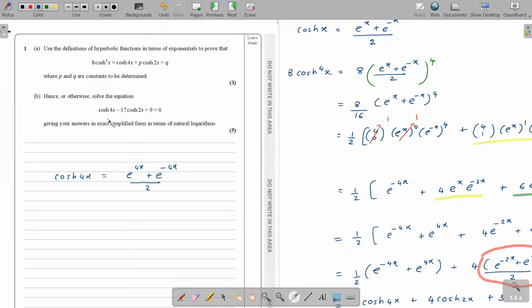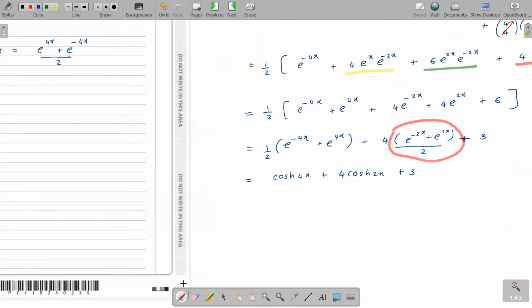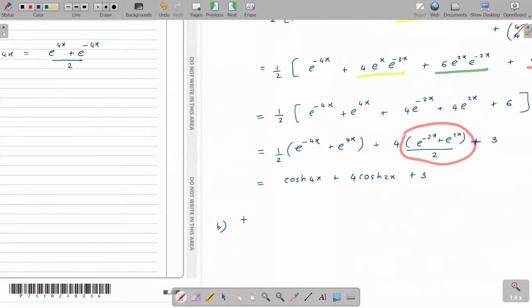Solve the equation cos 4x minus 17 cos 2x plus 9 equals 0, giving your answers in exact simplified form in terms of natural logarithms. Okay, so they ask you to use the help of the previous part to solve this equation. So part B, what was the equation again? Cos 4x minus 17 cos 2x plus 9 equals 0, right?